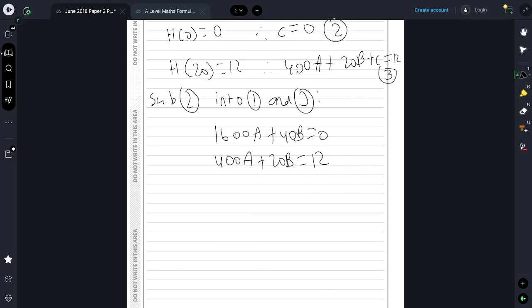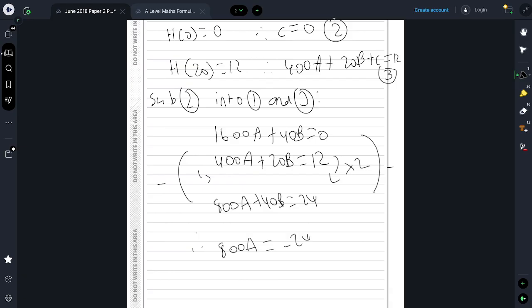Well, it's not hard. Actually, not hard at all. We can times this by 2, and then we can subtract this from the bottom. So we can say 800A plus 40B is 24, and then subtract this, and then you get 800A is minus 24, which means A has to be minus 24 over 800.